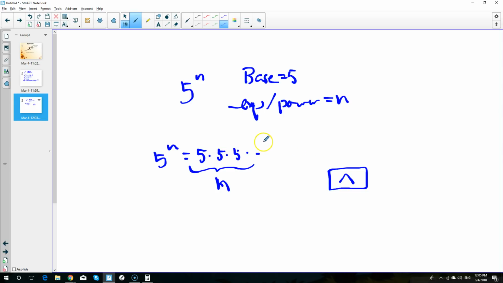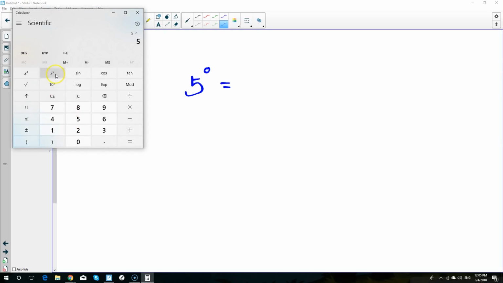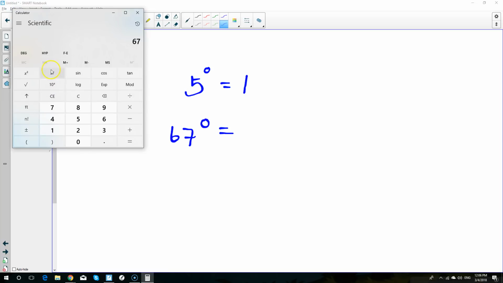What else? There are a couple other things that are quite important to know. So for example, 5 to the power of 0. That's not 5 degrees Celsius, it's 5 to the power of 0. So let's try our calculator and see what that means. 5 to the power of 0. You get 1. Let's do 67 to the power of 0. Let's see what it means. 67 to the power of 0 will also get 1.